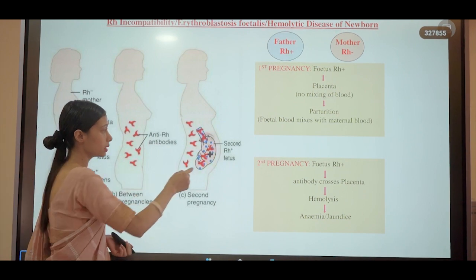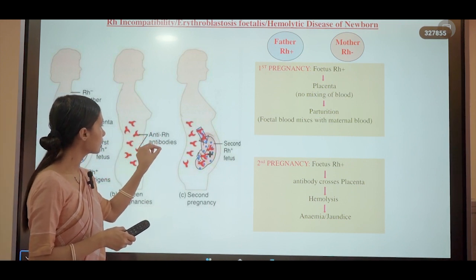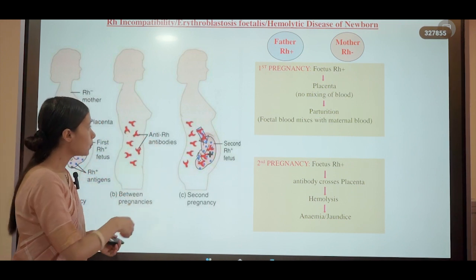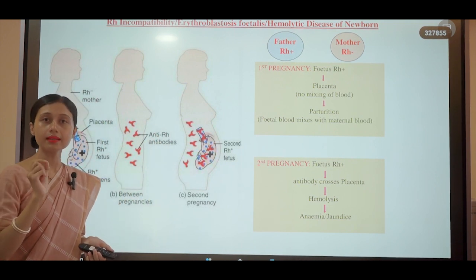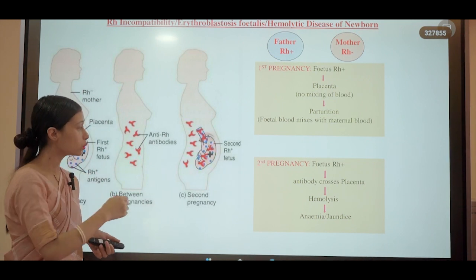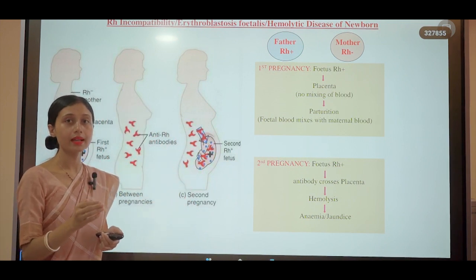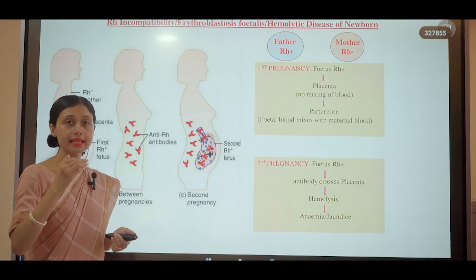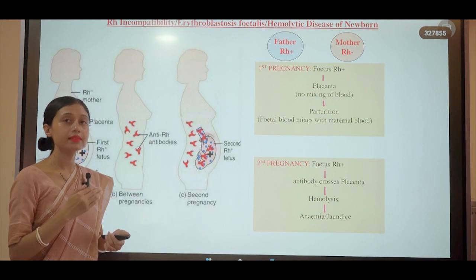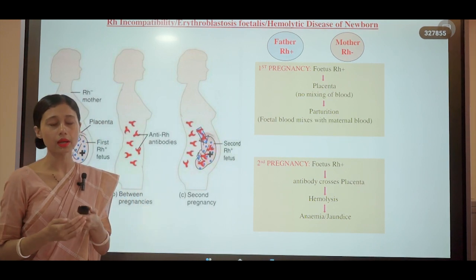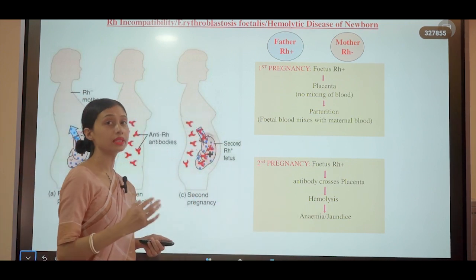See, what will happen during the second pregnancy? The fetus is again Rh positive, and these anti-Rh antibodies are already in the mother's blood. These anti-Rh antibodies are of the immunoglobulin G type, and we know this is the only class of antibody that can cross the placenta. So during the second pregnancy, these antibodies will cross the placenta and enter the fetal blood, and the anti-Rh antibodies will attack the Rh antigen of the fetal blood, as a result of which hemolysis will occur, destruction of RBCs, causing severe anemia and jaundice to the newborn.